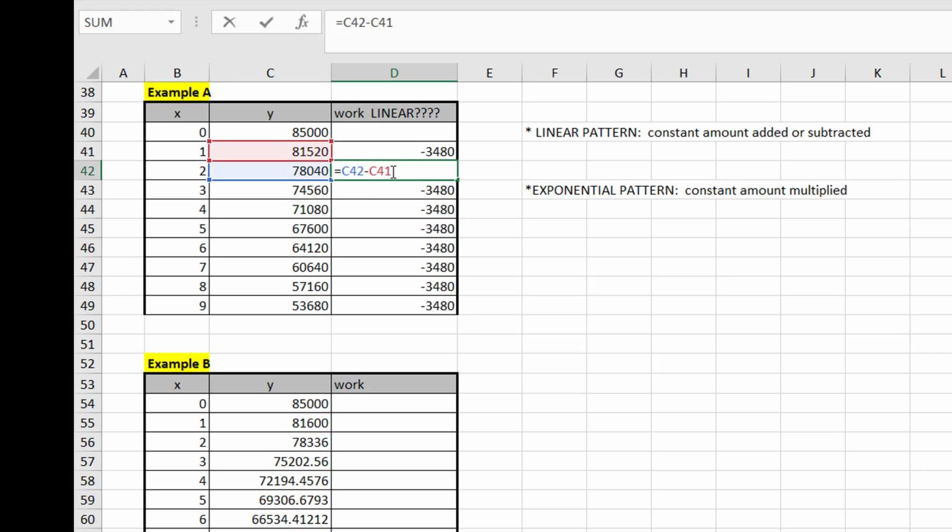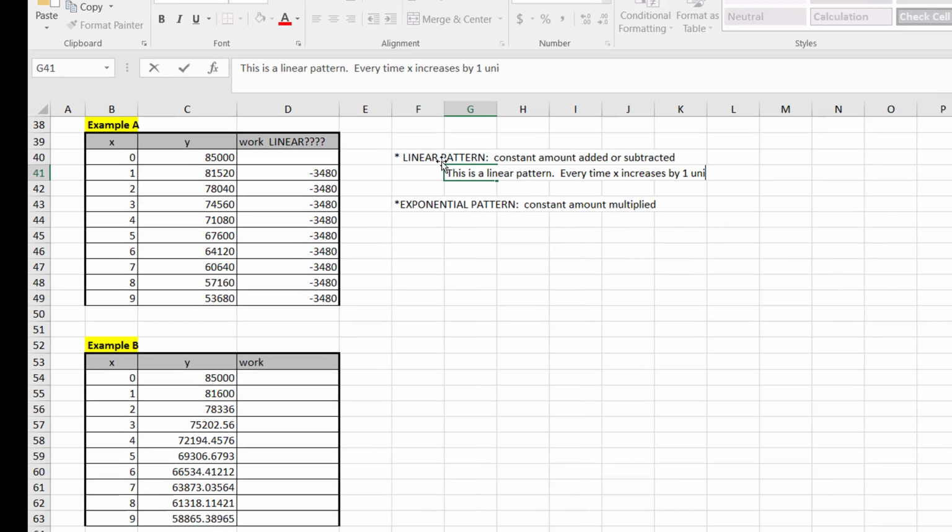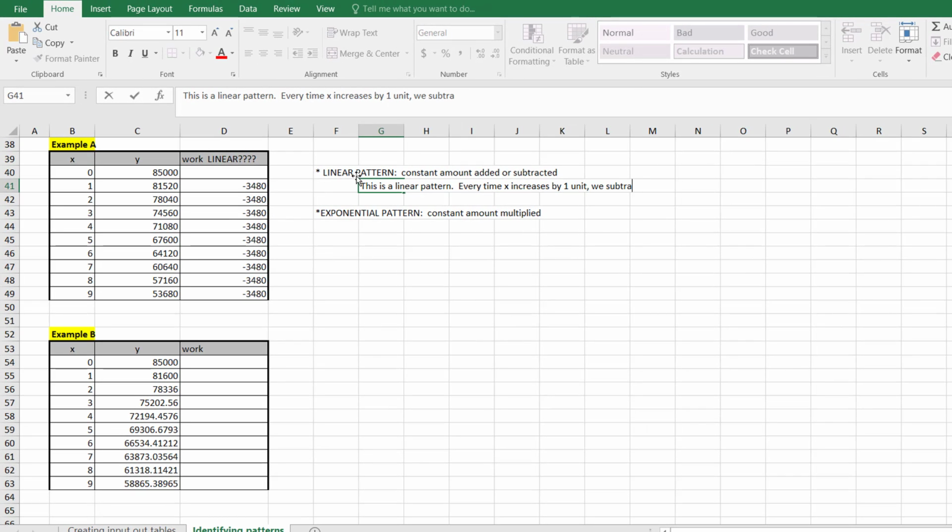And again, let's just check it. If I go down to this cell D42, it's taking this y value, 78,040, minus this y value, 81,520. If I go down one more, in cell D43, it's taking this y value, 74,560, minus this y value, 78,040. Every time that it subtracts the two y values, you get a constant value of negative 3480. That means this is a linear pattern. Every time x increases by 1 unit, we subtract 3480 from the y value.